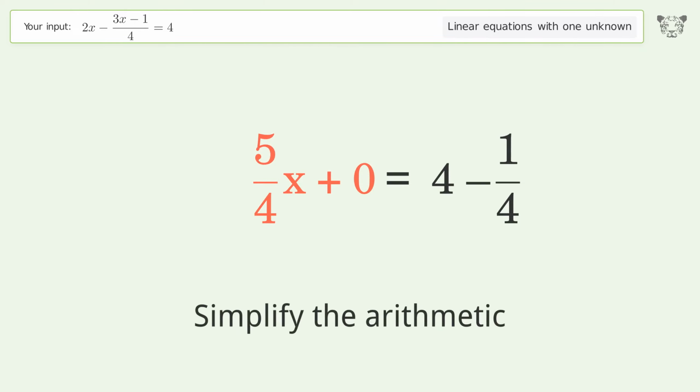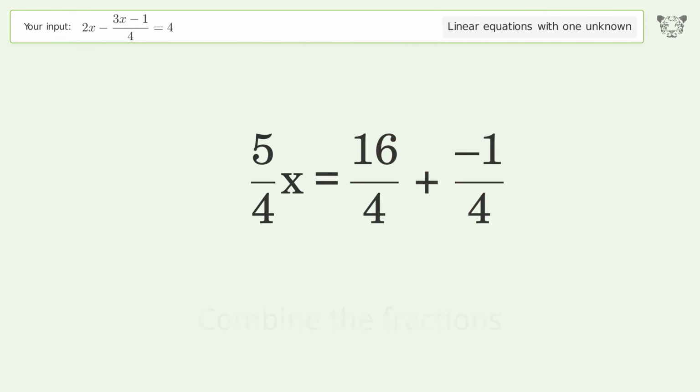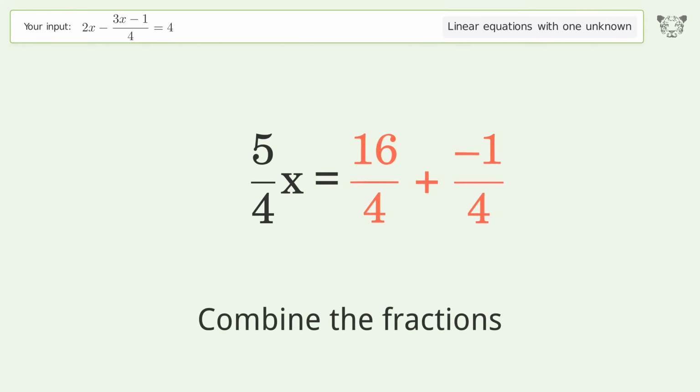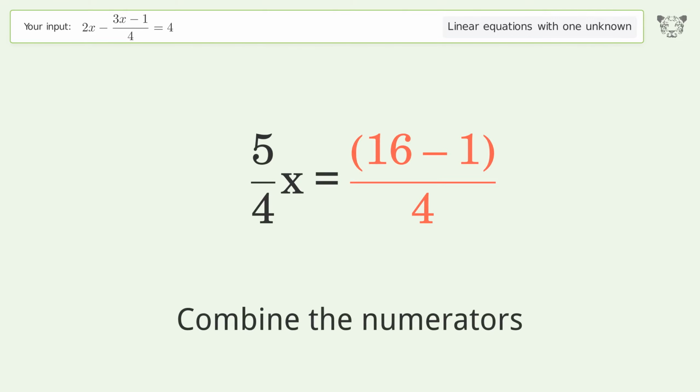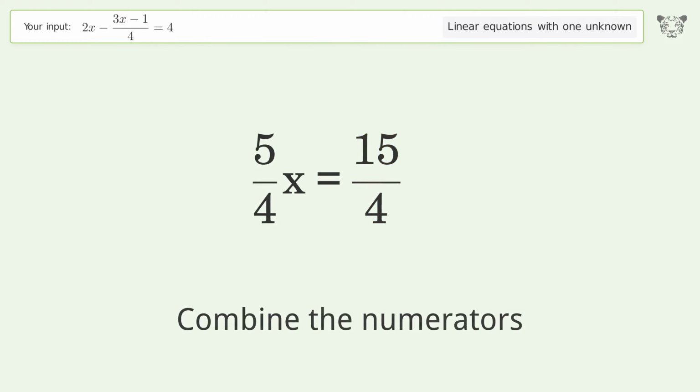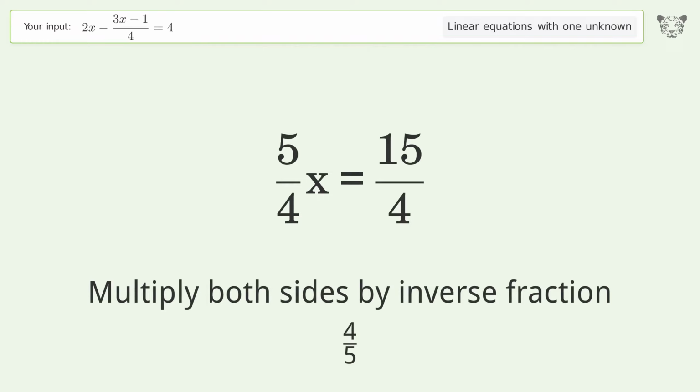Simplify the arithmetic. Convert the integer into a fraction. Combine the fractions. Combine the numerators. Isolate the x. Multiply both sides by inverse fraction 4/5.